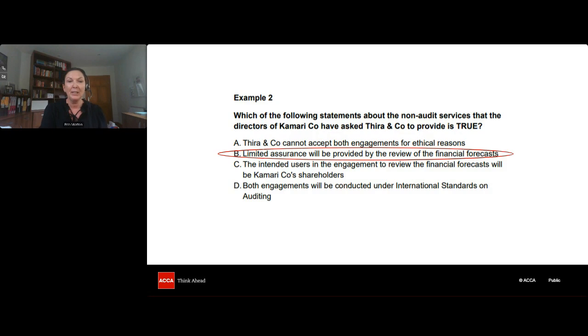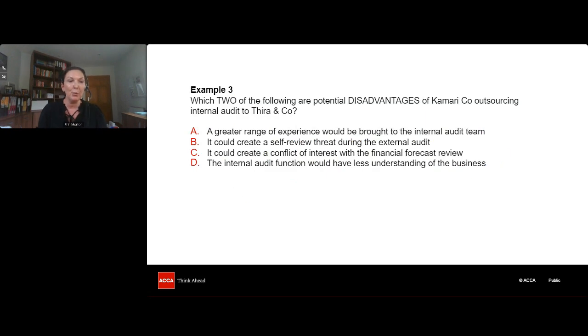Okay, right, next question then. So example 3, which two, so we can select 2 for this one, which 2 of the following are potential disadvantages of Kamari Co outsourcing internal audit to CIRA? So if they're going to outsource their internal audit function, what are some of the disadvantages? Could it be a greater range of experience would be brought to the internal audit team? It could create a self-review threat during the external audit. It could create a conflict of interest with the financial forecast review. And otherwise, the internal audit function would have less understanding of the business.